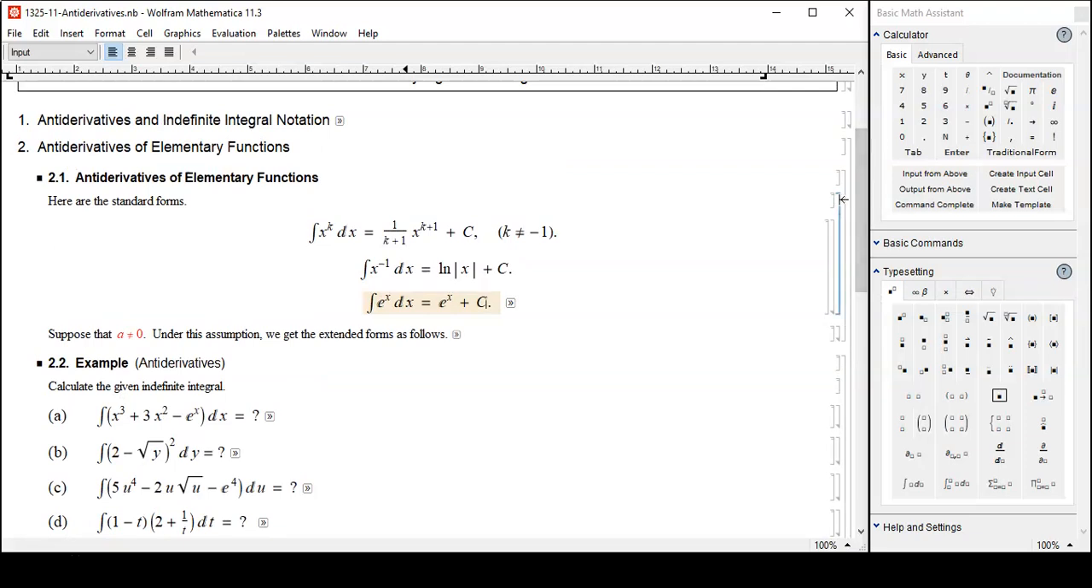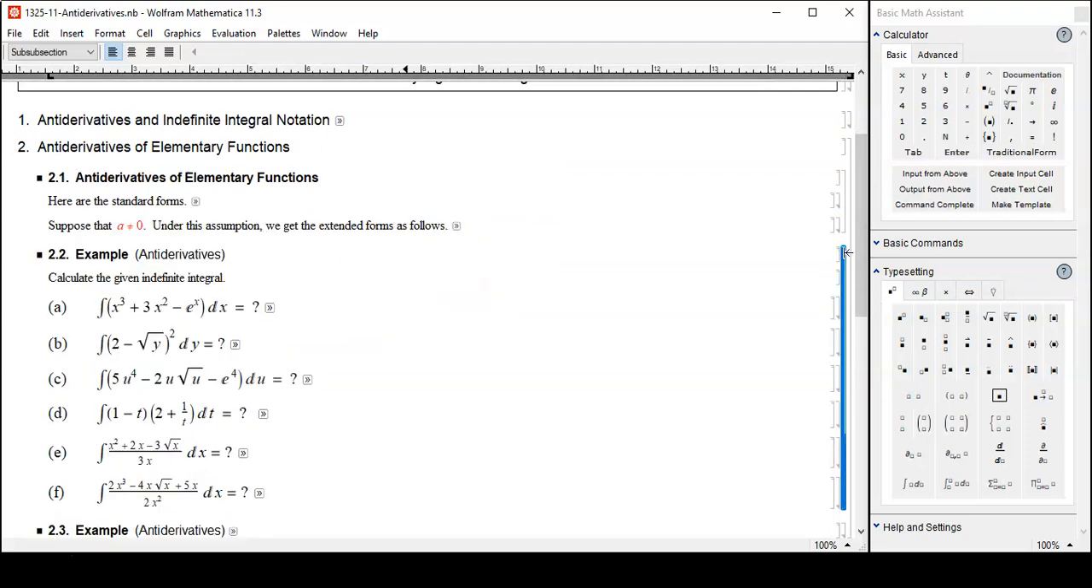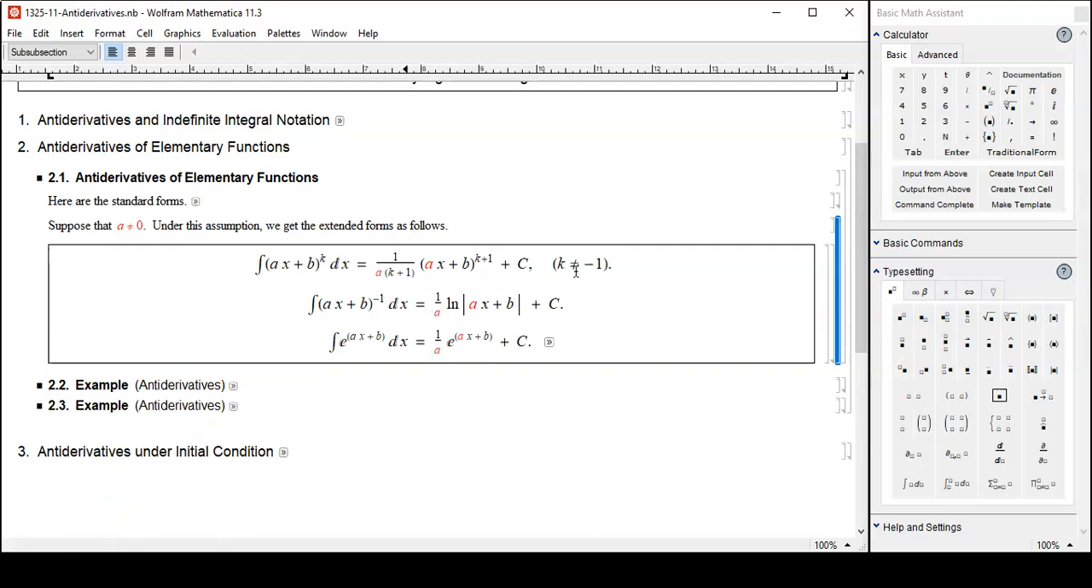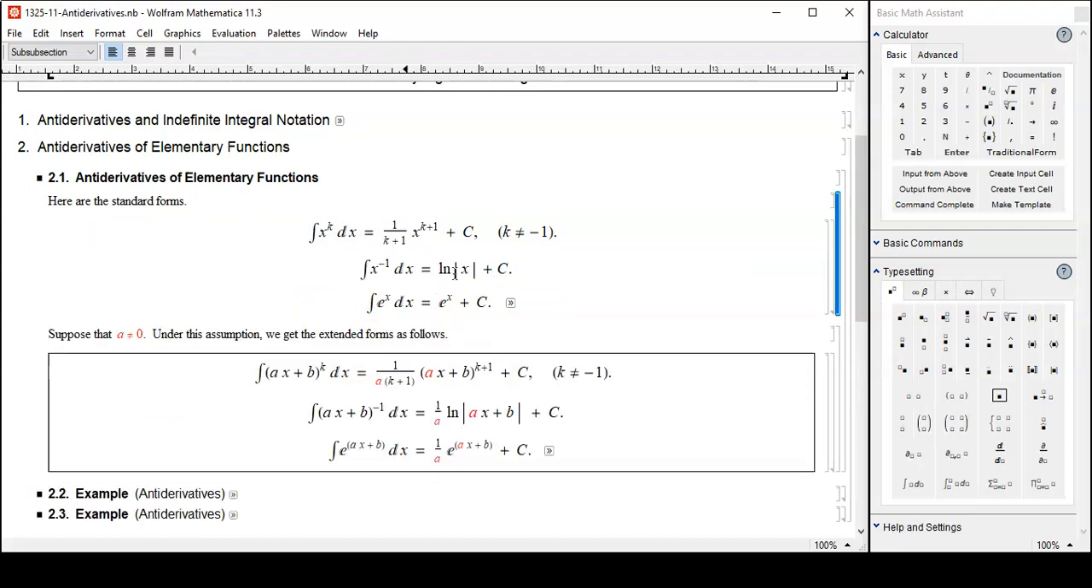Now let's consider a little bit harder rule. Similar power rule, special case log function, and natural exponential, but unlike the previous case where we have straight up functions, we have a composite function ax plus b inside. Remember, x to the k power versus ax plus b to the k power, x to the negative first power versus ax plus b to the negative first power, e to the x power versus e to the ax plus b power.